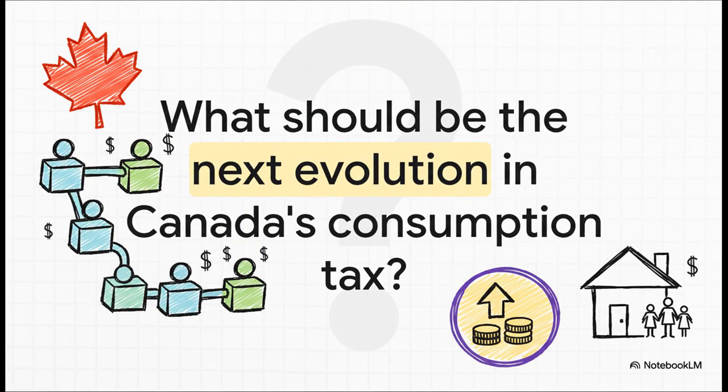So when you look at the whole picture, we have a system designed for economic efficiency with the ITC mechanism, and at the same time, designed for social fairness with the GST credit. It truly is a constant balancing act, and as we look to the future, it leaves us with a really compelling question. What should be the next step, the next evolution in Canada's consumption tax policy to best serve both of these vital goals?